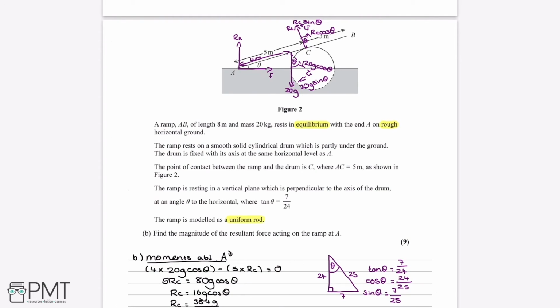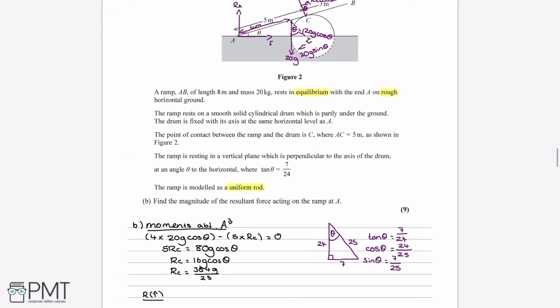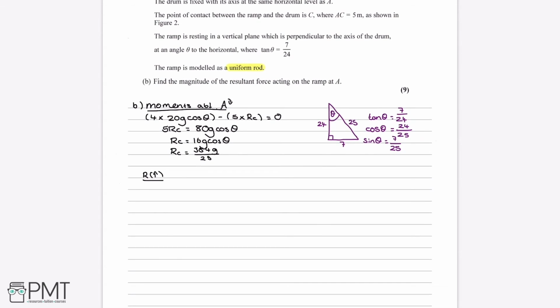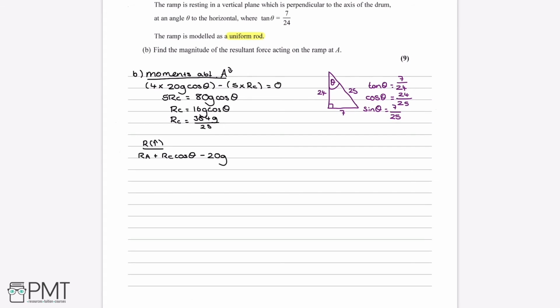we can resolve vertically upwards, and horizontally, to find RA and F. That's because RC was the only unknown that was stopping us from finding these. If we start off with resolving upwards, which is in the direction of RA, we know that the forces acting in this direction, upwards, are RA, as you can see here, and also this component of RC, which is RC cos theta. So acting upwards, we have RA plus RC cos theta. Now we know the things acting downwards, opposite to this. There's only one, and it is the weight here, which is 20g. So we can take 20g away for the net force.